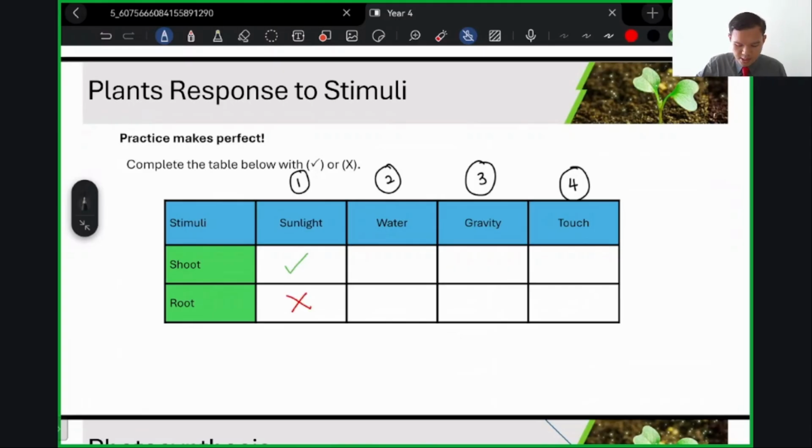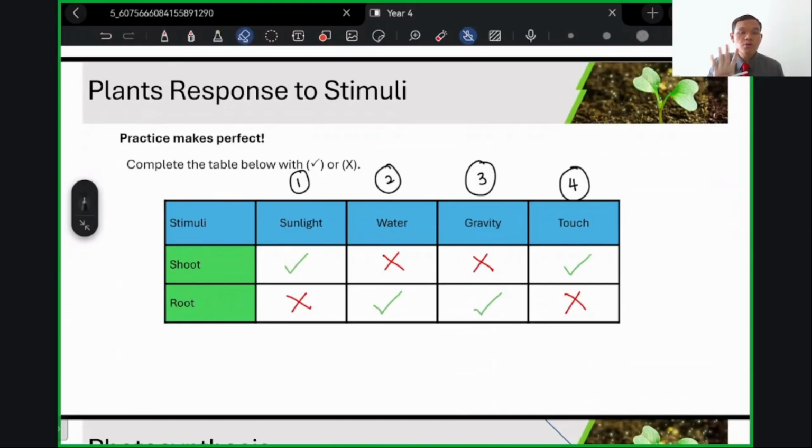Now let's look at water. Shoot water? No. Root water? Yes. Gravity shoot, sorry. Gravity shoot? No. Gravity root? Yes. Touch shoot? Yes. Touch root? No. So, bear in mind, I want everyone to understand and remember this.